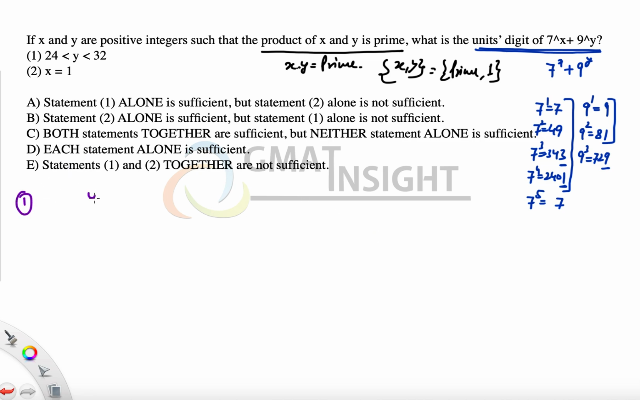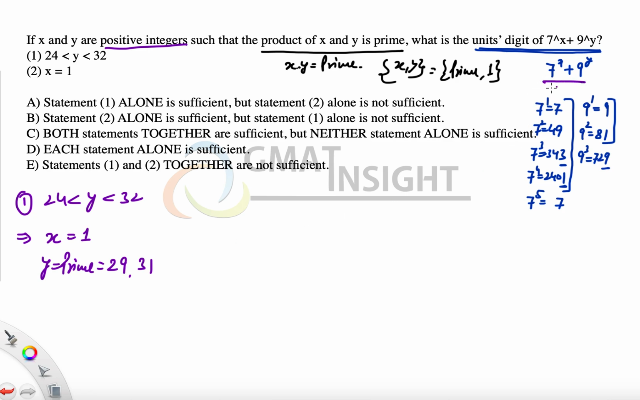The first statement says that y is a number that is between 24 and 32. We already know that they are positive integers. Because one of them had to be 1, and with this range we are sure that y is not 1, that means x has to be 1. If x is 1, then y has to be a prime number. Let's see what the prime numbers in the range 24 to 32 are. One is 29 and the other is 31.